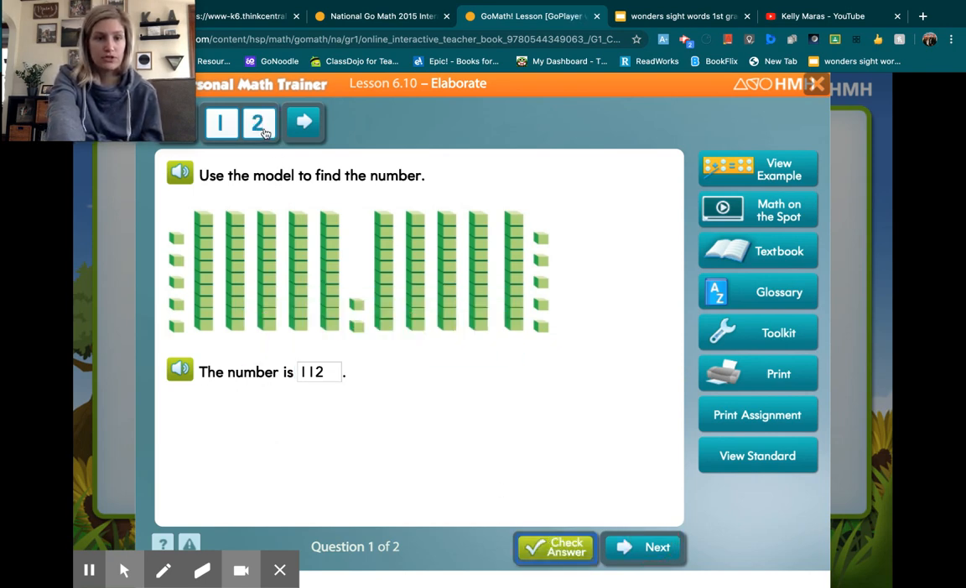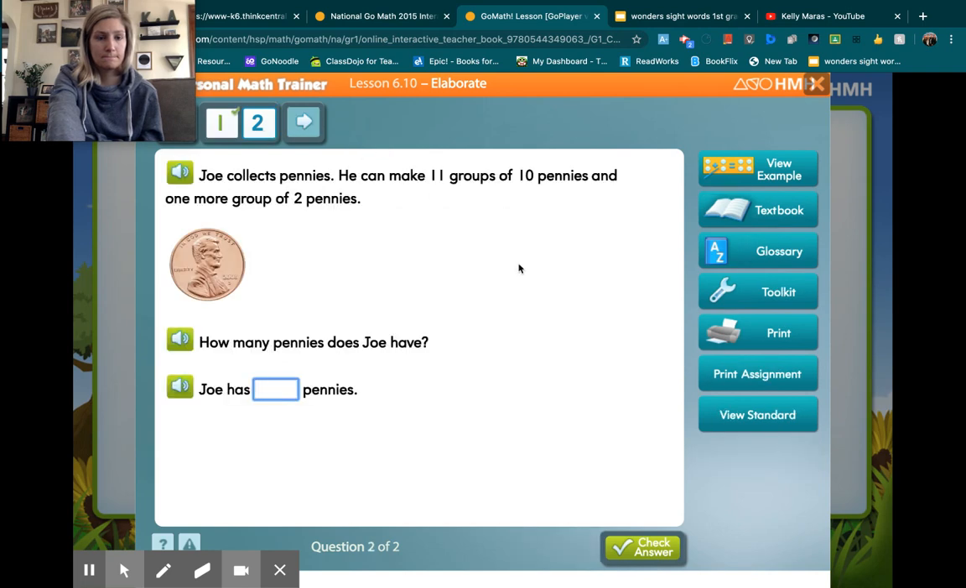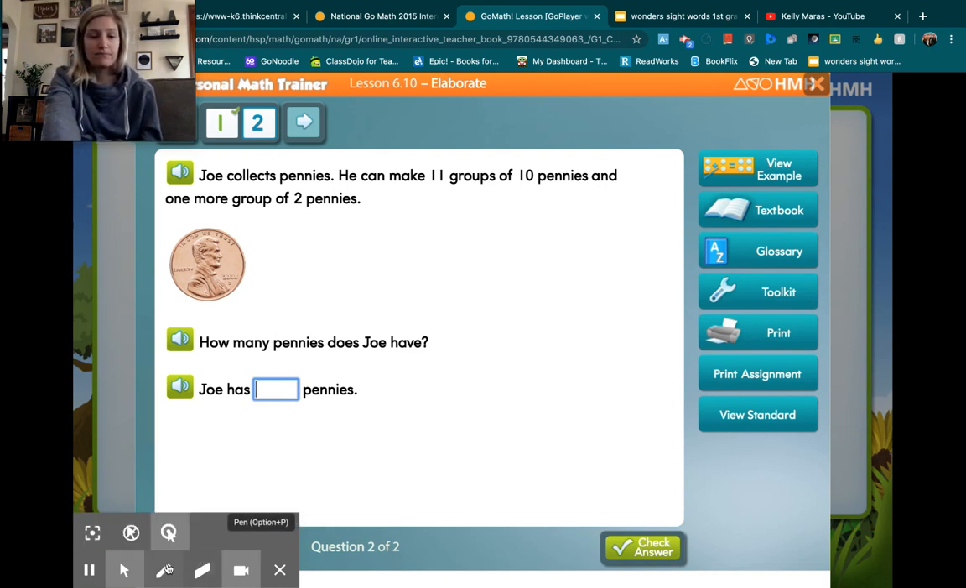Let's check number 2. It says, Joe collects pennies. He can make 11 groups of 10 pennies and one more group of 2 pennies. How many pennies does Joe have? Well, this is a lot going on, so I want us to draw a quick picture to help us get our thoughts down on paper, okay?